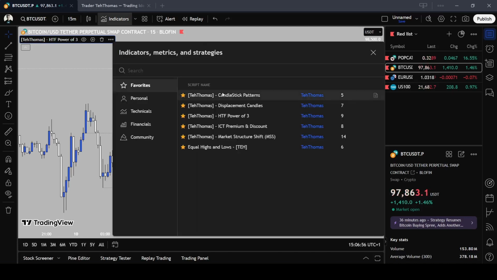You can find this indicator right here. You search up this name or go to Thomas's TradingView account.